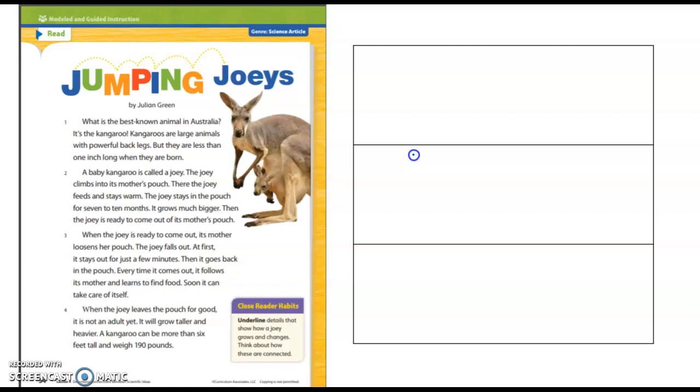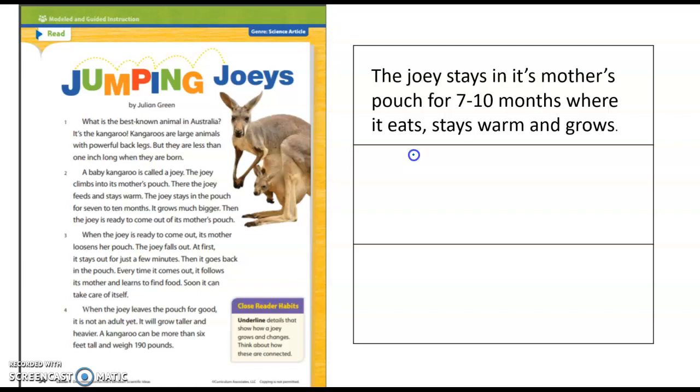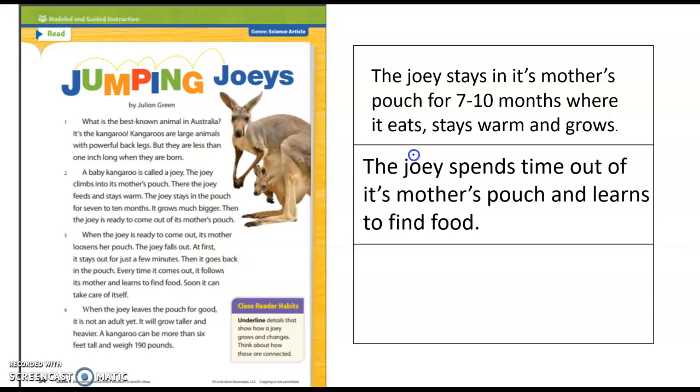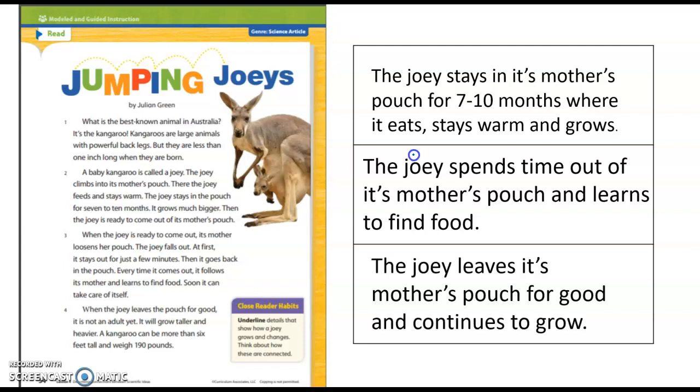But I do just want to review some of those key details that we pulled out yesterday. So we know that first the joey stays in its mother's pouch for 7 to 10 months, where it eats, stays warm, and grows. We know after that the joey spends time out of its mother's pouch and learns to find food. And we know in the end the joey leaves its mother's pouch for good and continues to grow. Today in your writing, you're going to be focusing specifically on one of these stages.